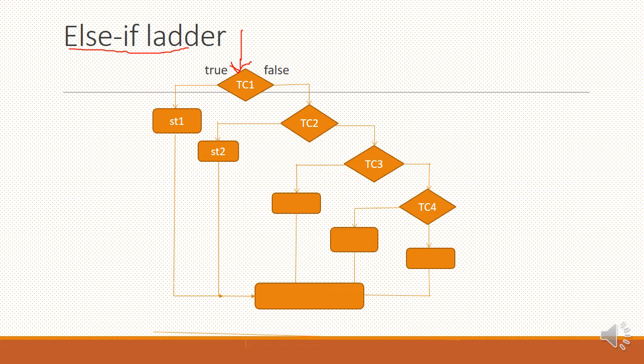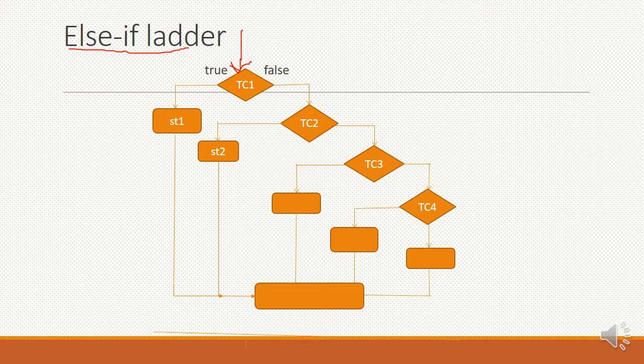Write the test condition. If this condition is false, it is going to check the second condition. If this is false, then the third. If this is false, then the fourth. If this is false, it is going to execute the default statement. Okay, this is called the default statement.